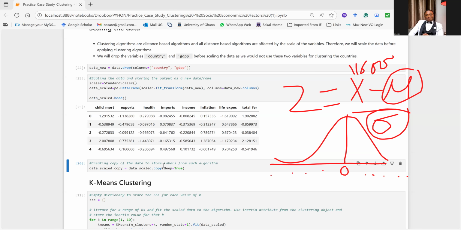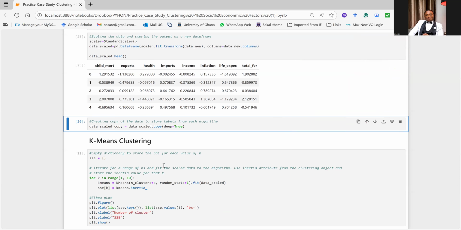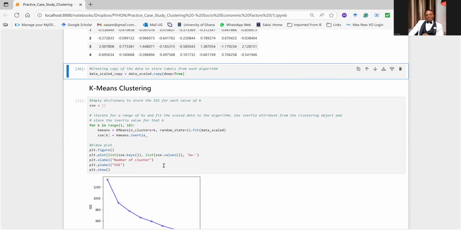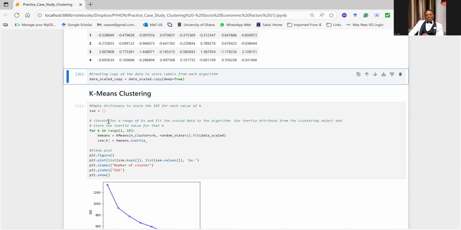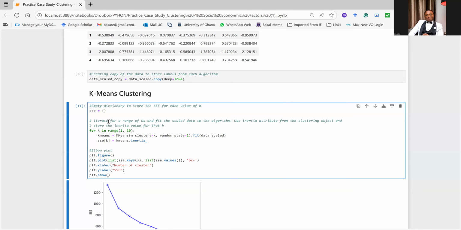So once you've done this, you are ready to now apply your k-means clustering. How do you do that? Well, as you know, the first thing is we need to find the SSE for each value of k. Okay. The sum of squared error. And then, as we know, we need to iterate for a range of the k's and fit the scale data we have to the algorithm. We use the inertia attribute for the clustering, store the inertia, use it to calculate. Remember here, you can see that I've got the n clusters to be k.